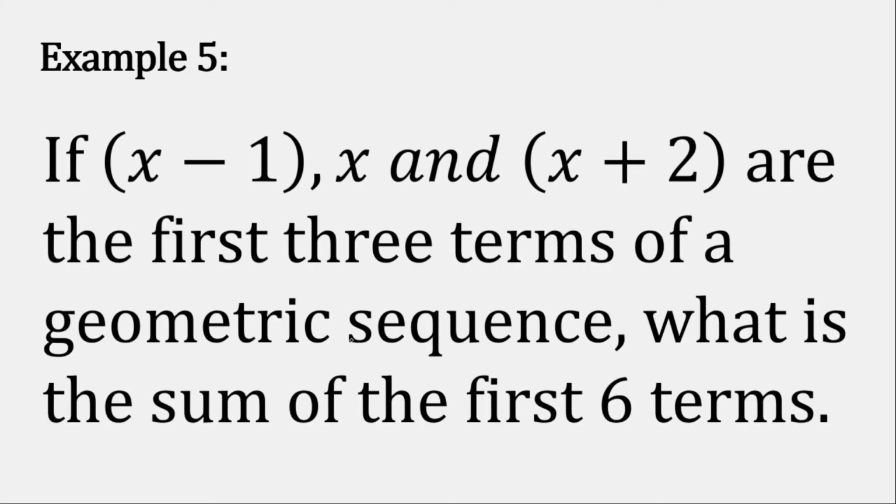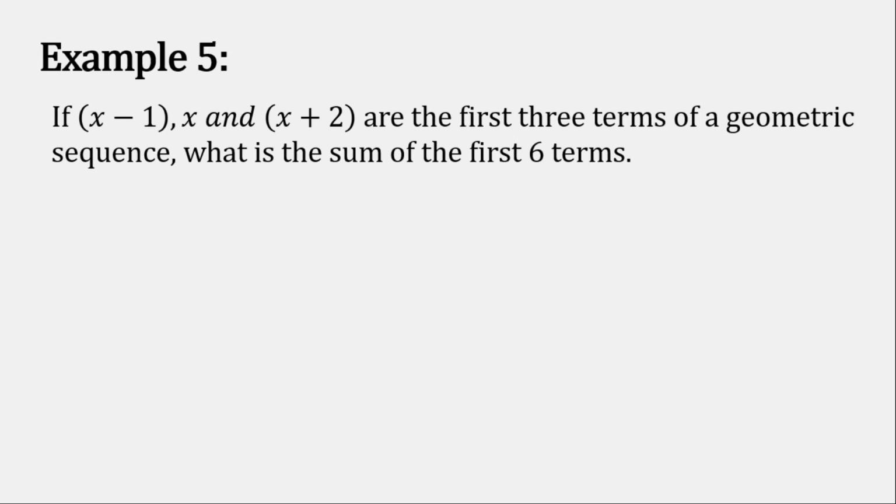Now let's go to example number 5. Let's just solve this. The quantities x minus 1, x, and x plus 2 are the first three terms of a geometric sequence. What is the sum of the first six terms? Again, we try to understand the problem. We can say that n is 6. Now using this given, we need to solve for x in order for us to come up with the values of a sub 1 and the common ratio.